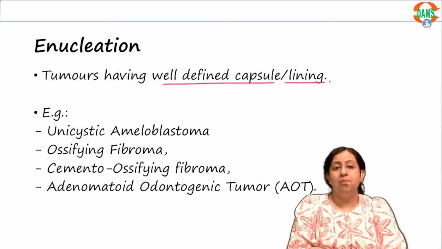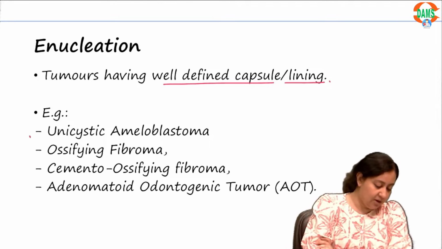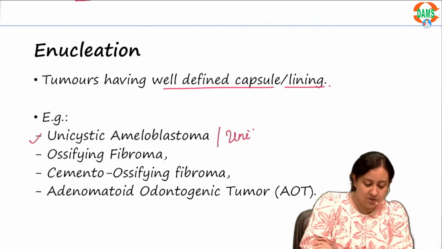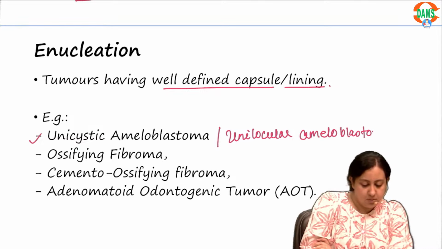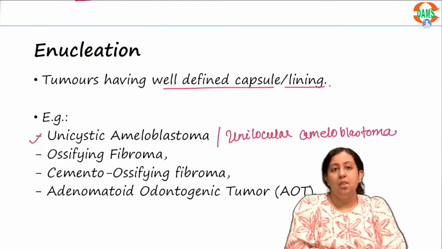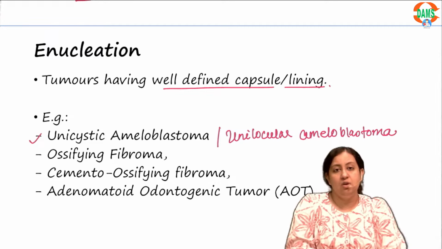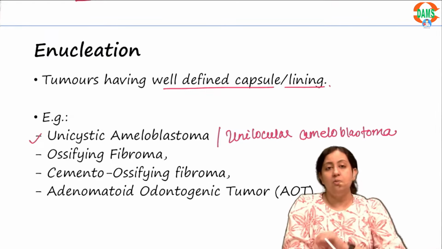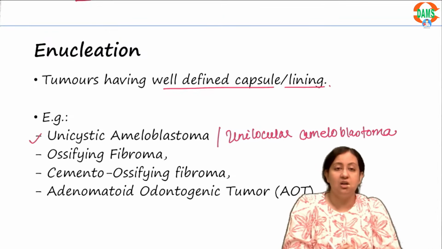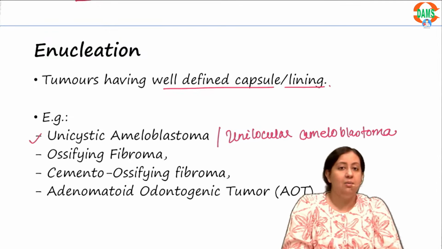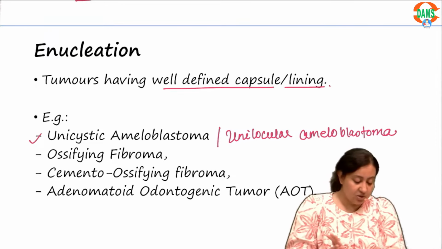Now, an example of a condition in which you can put enucleation to use is unicystic ameloblastoma or unilocular ameloblastoma. But please remember, enucleation plus adjunctive procedures has to be given preference over marking just enucleation. So if you have both in your options, please mark the one which has adjunctive procedures. I have told this in the last session as well.